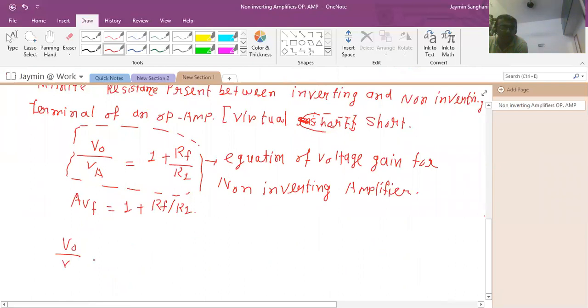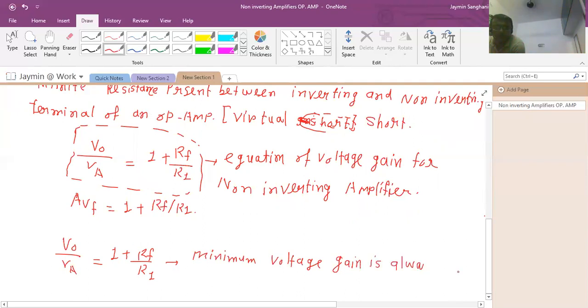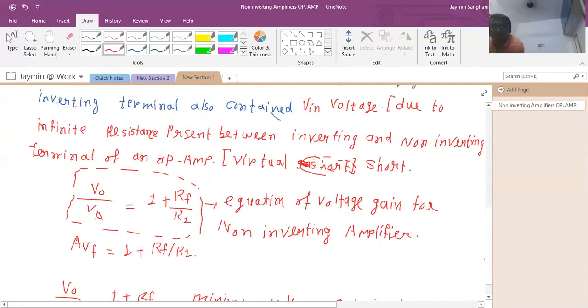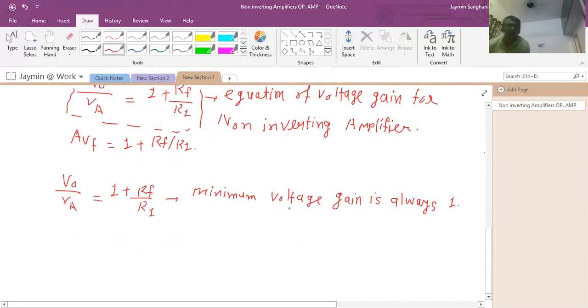V0 divided by VA equal to 1 plus RF divided by R1 means what? Minimum voltage gain is always 1. Why? Because if RF equal to R1, then voltage gain is 2, and RF equal to 0.